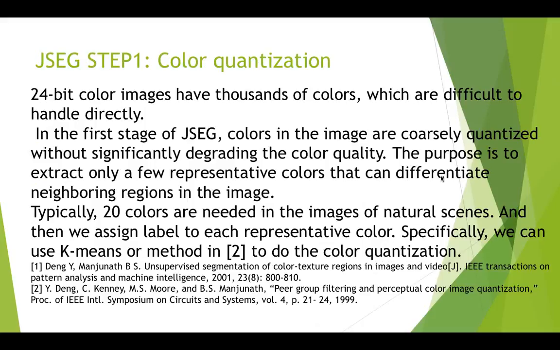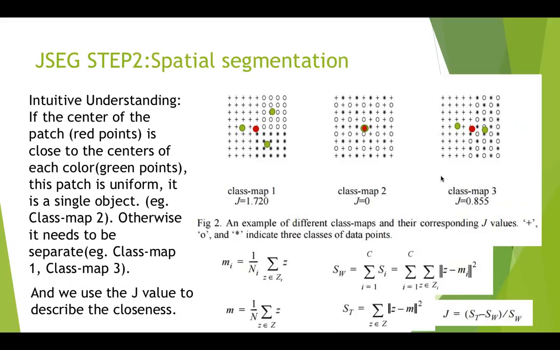In the first stage, colors in the image are quantized to differentiate regions in the image. And then in the second step, the image pixels are replaced by their corresponding color class labels. Color can be viewed as a special kind of texture composition. So we use this J-image as a criterion for good segmentation. In the J-image, high and low values correspond to possible boundaries and interiors of the color texture regions. Using this criterion, the image is segmented.